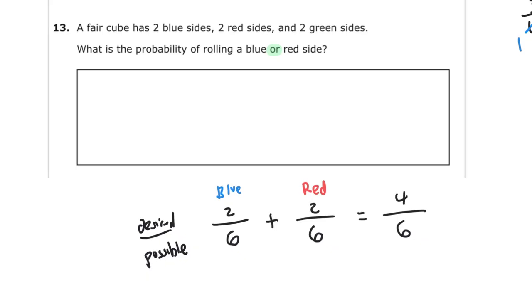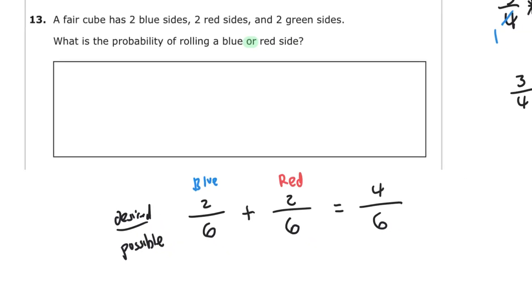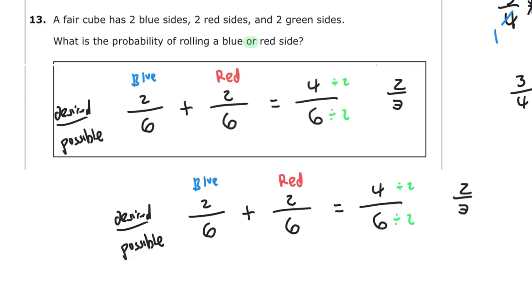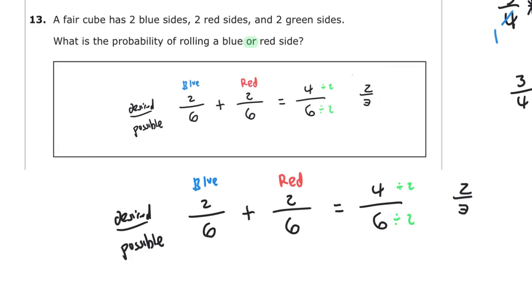Then you could ask yourself, can 4 over 6 simplify? The answer is yes, because 4 is divisible by 2, and 6 is also divisible by 2. And that's going to be 2 over 3. So the answer is 2/3. Maybe they would want you to have all of that work shown. Okay, so that's that.